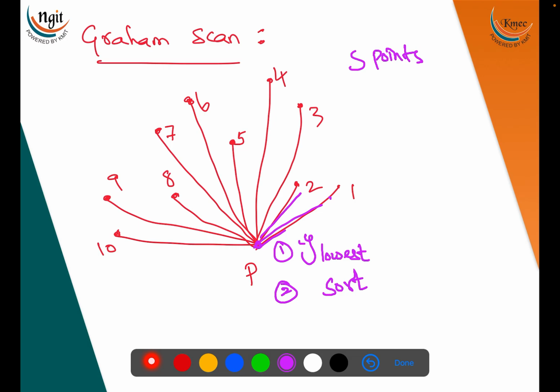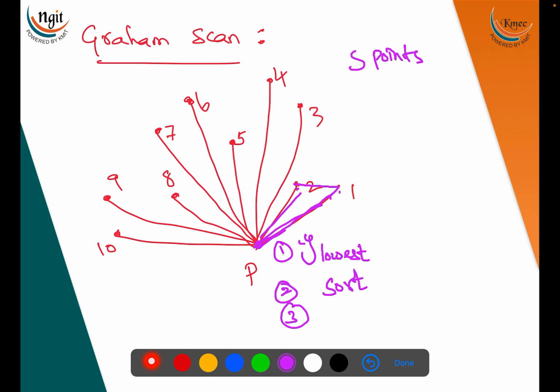Now you can see this figure. After having sorted the points, if we scan through the sorted list starting at P, every 3 successive points will form a left turn if all these points lie on the hull. Left turn, then this point will be in the convex hull, this point will be in the convex hull, this point will be in the convex hull.